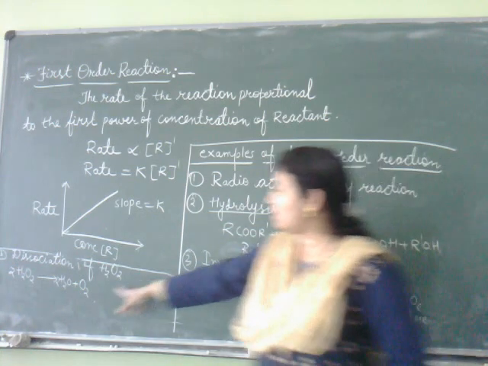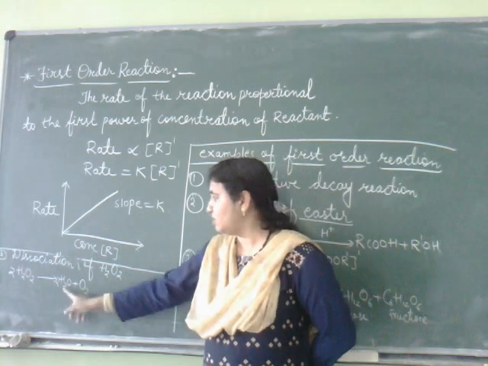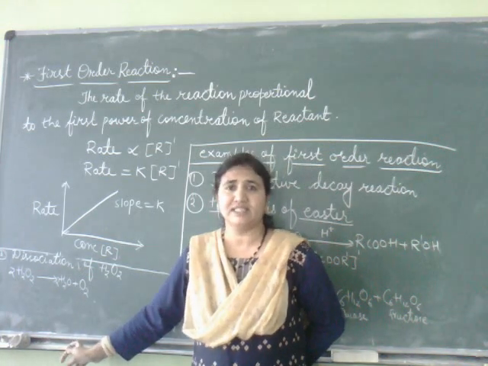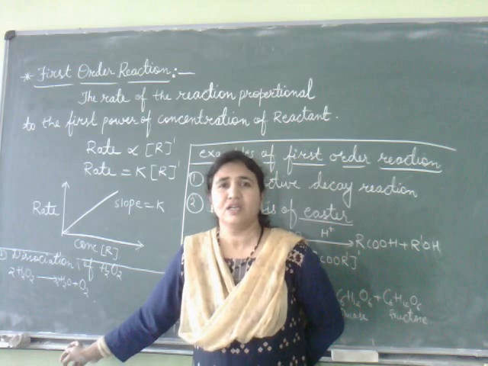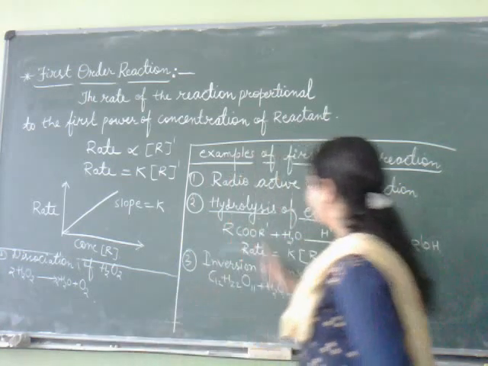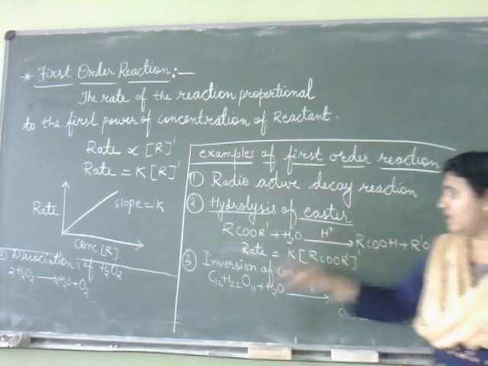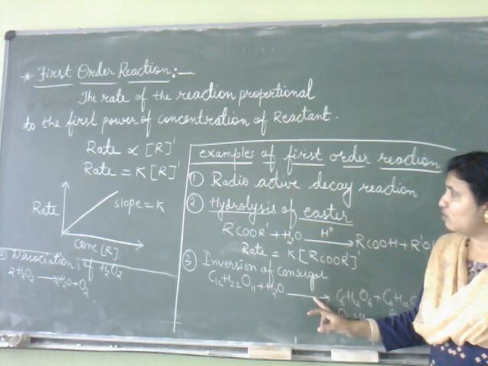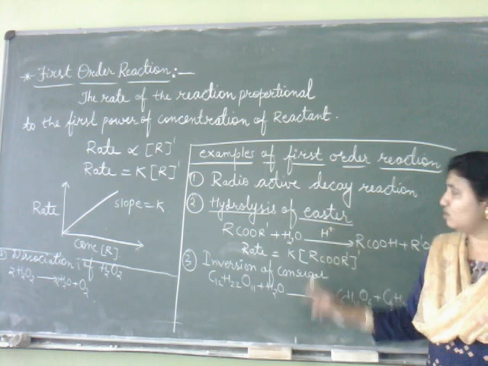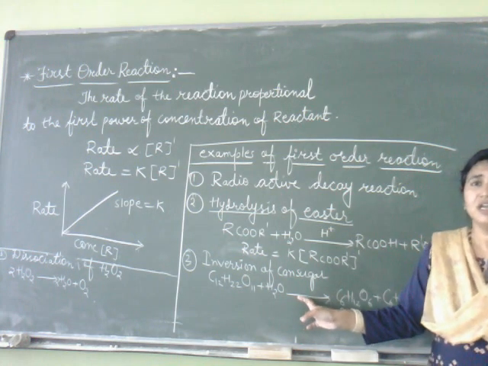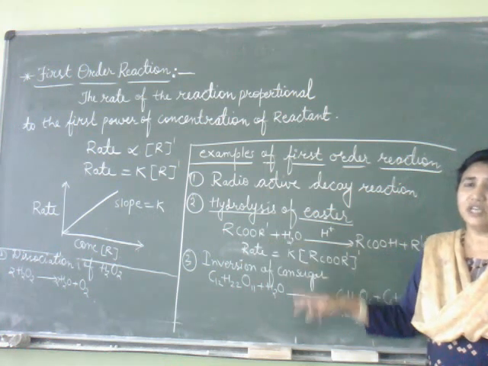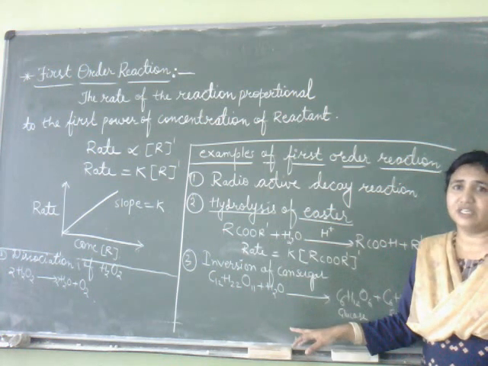Again, dissociation of hydrogen peroxide gives water and oxygen. This is also an example of first order reaction. So these are the examples of first order reaction. Hydrolysis of ester and inversion of cane sugar are pseudo first order reactions. What are these called? Pseudo first order reactions. Means here the molecularity is 2 but the order is 1. Such reactions are called pseudo first order reactions.